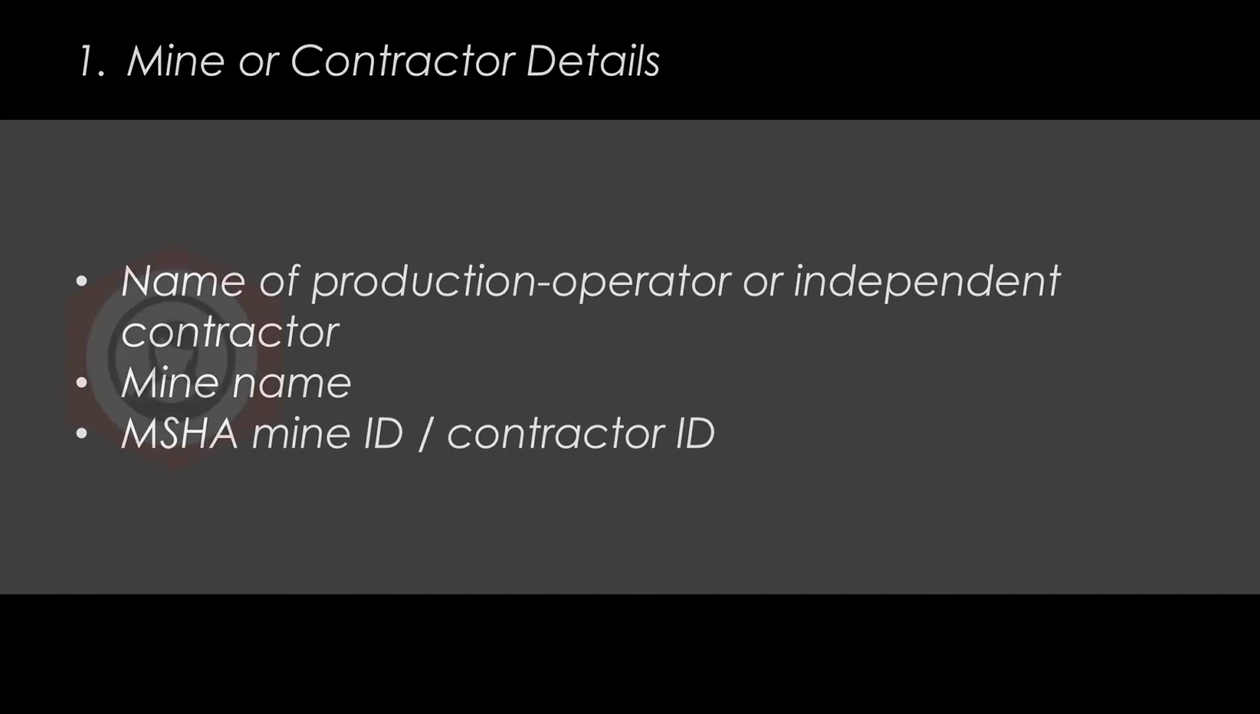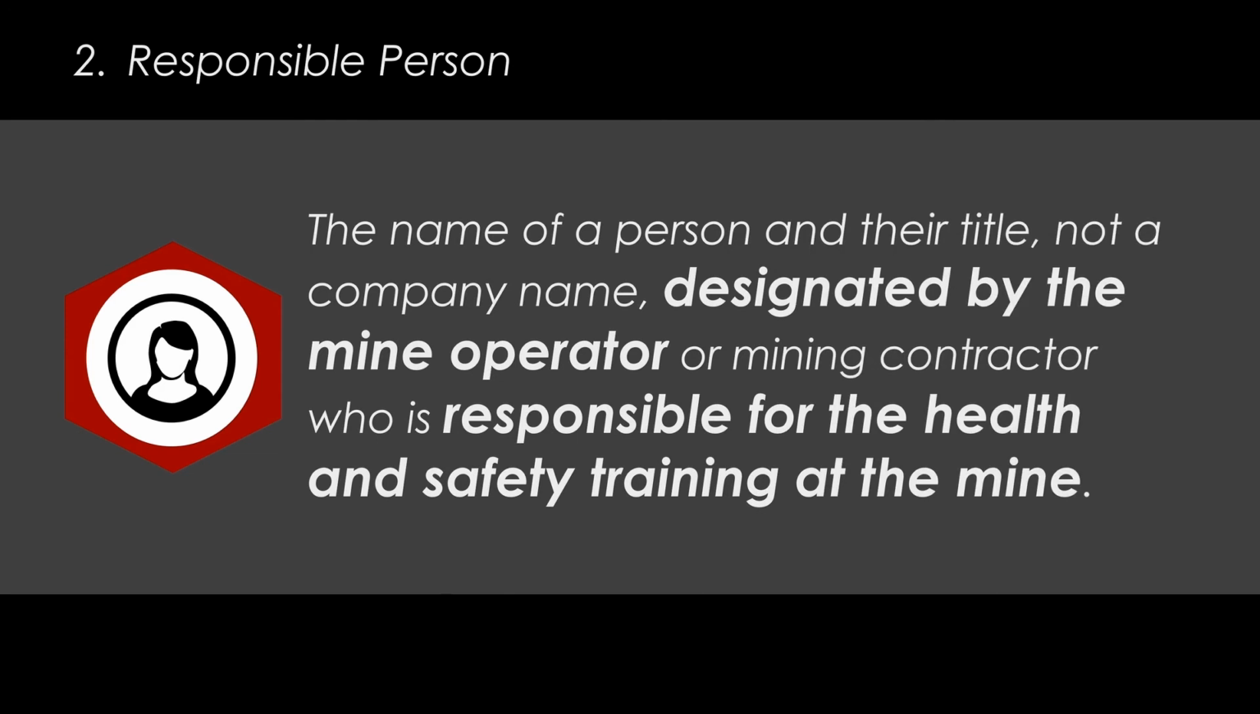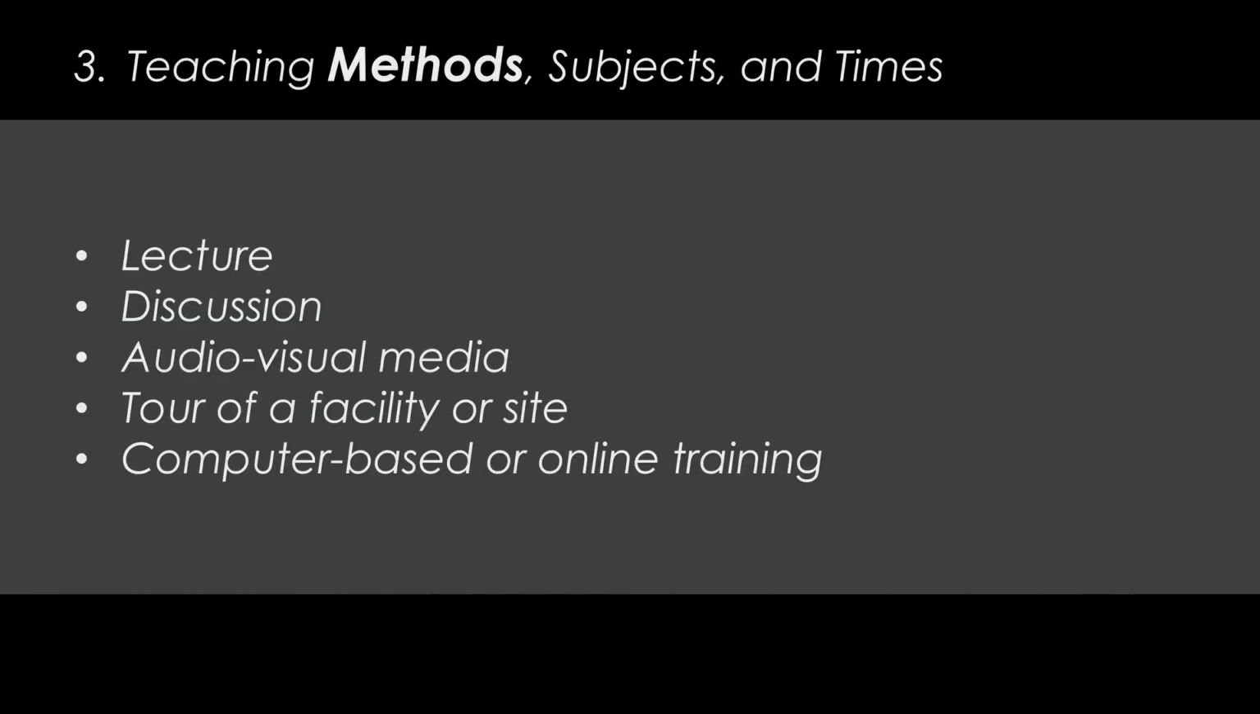Number 2, the responsible person. This is the name of a person and their title, not a company name, designated by the mine operator or mining contractor who is responsible for the health and safety training at the mine. Number 3, teaching methods, subjects, and times. In this case, we'll talk about the methods. This could be in the form of a lecture, discussion, audiovisual media, tour of a facility or site, or a computer-based or online training.